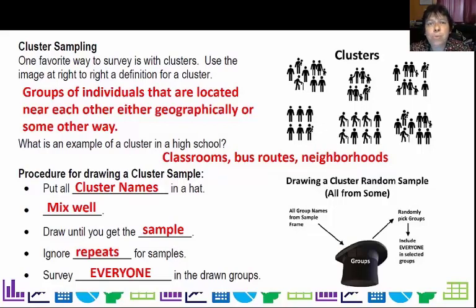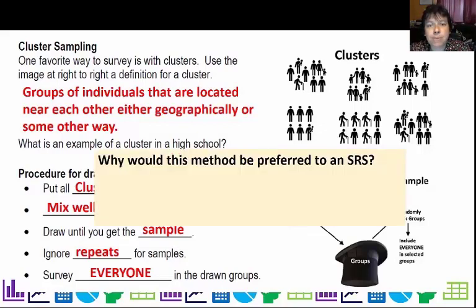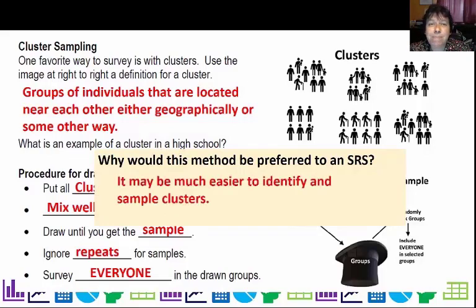All right. Now, why would we prefer this to a simple random sample method? Well, it may be much easier to identify and sample clusters. If I were to have you go into school and say, oh, get me a simple random sample of all the high school students, that means you have to get all the names, throw them in a hat, draw, and then go find those people to survey them. It's way easier to find a classroom. It's right there, it doesn't move. So cluster samples are one of the most popular ways to do sampling.